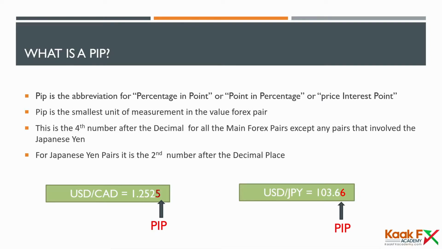Let's take a look at the most important thing you need to know in terms of a PIP. PIP is the smallest unit of measurement in the value of a Forex pair. So in this example, we have the US-Canada pair. After the decimal place, there are 4 numbers, and the 4th number represents the single pips. So here we have 5 pips. This number represents 10 pips, so we have 2, so 25. So it goes like this: this is the hundreds and this is the thousands. For any pairs except the Japanese pairs, it is the 4th number. For the Japanese pairs, it is the 2nd number after the decimal place.